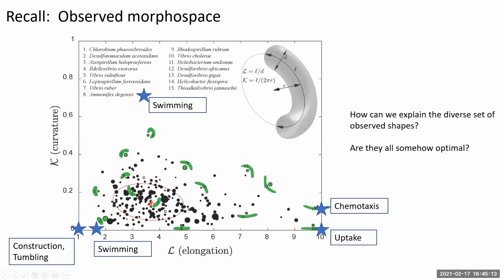And so here are all our real species. And what's interesting, and what I started to wonder about, is that they're all kind of in between these vertices almost. It's almost like a triangle here, and they're all in between. So maybe all these species are somehow optimized for a bunch of these things at once. So how can we explain this whole diversity?